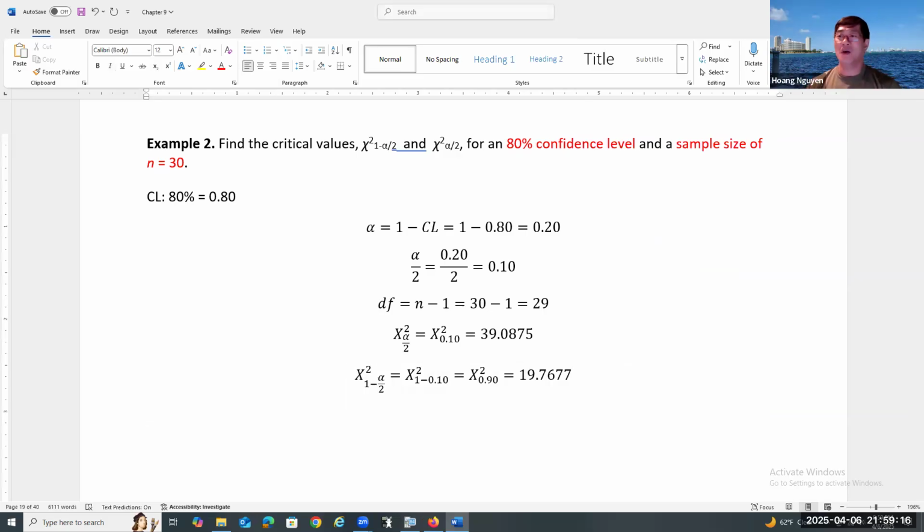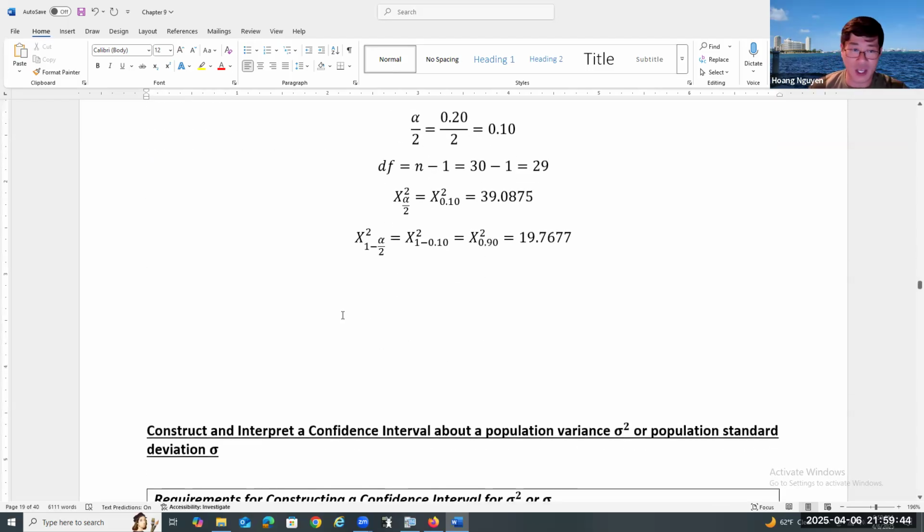Okay. So that's how we use the Math 200B program to help us find the two critical values. So after we know how to get the two critical values, the chi-square of alpha over 2 and the chi-square of 1 minus alpha over 2, now we are ready to talk about the formula that you need to use to estimate the confidence interval for the population variance or population standard deviation. Okay.